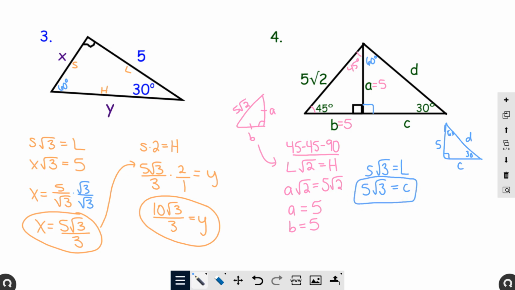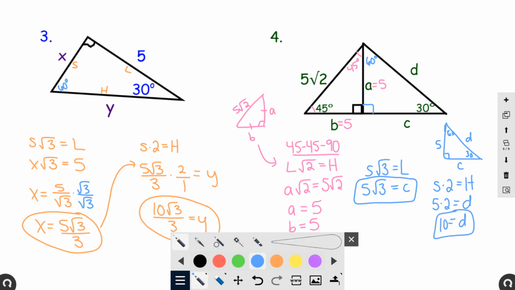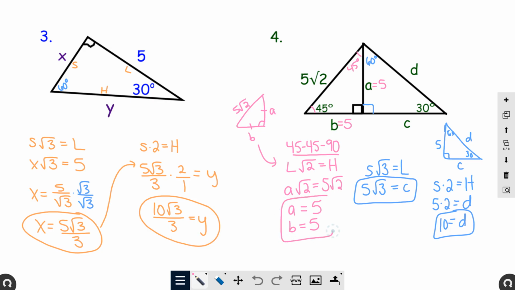Another way to remember your long leg versus your hypotenuse is the legs will always touch the right angle. So the parts that make the right angle are the legs. Okay, and then what's the other part? Short leg. Good. Short leg, multiply it by 2 is your hypotenuse. So 5 times 2 is 10. So D must be 10. So now we have all of our parts.